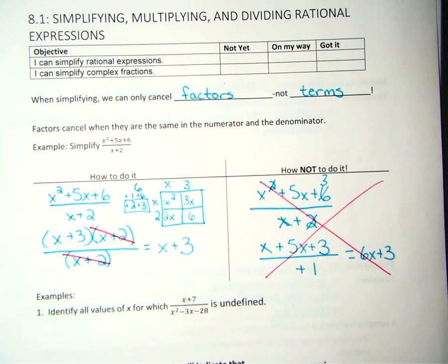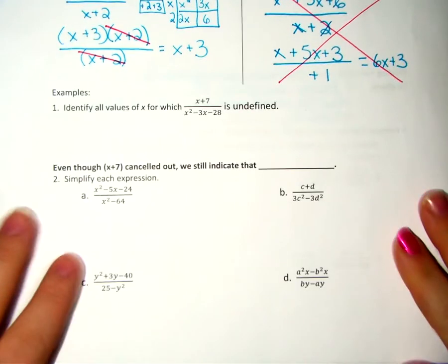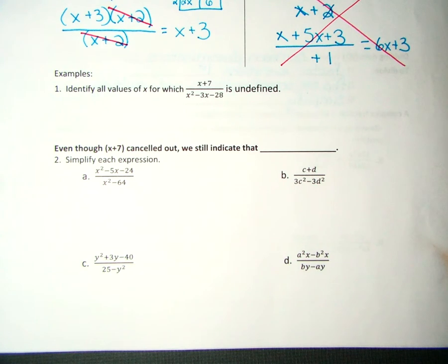All right, our first example. We're going to identify all of the values for which this expression is undefined. So in order for something to be undefined, generally we have to have either a 0 in the denominator or something happening underneath a radical. So since we're dealing with rational expressions, we're always going to be looking for what is going to make that denominator equal to 0. Think back to chapter 6 when we did division of polynomials, and we always had to identify what's going to make that denominator equal to 0.